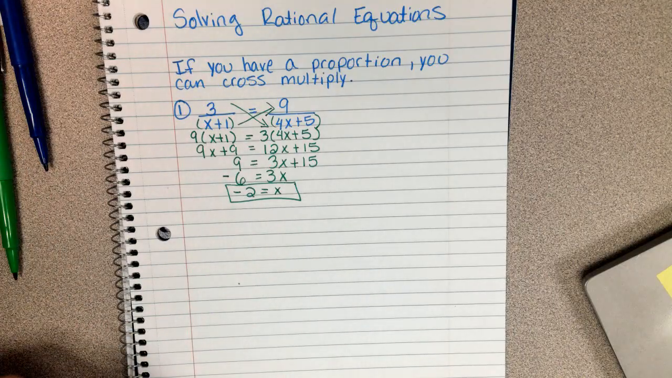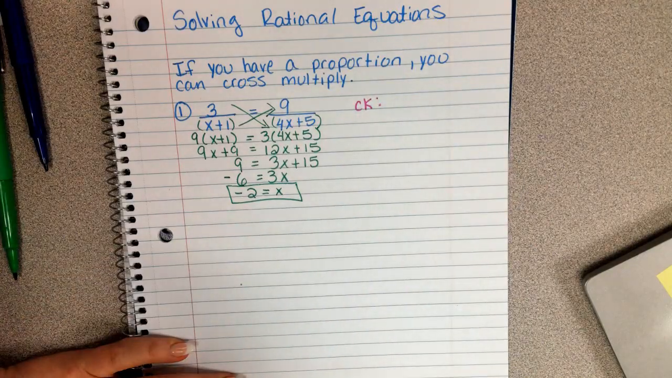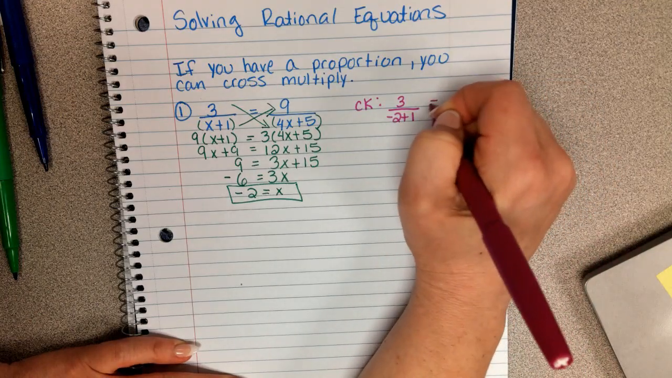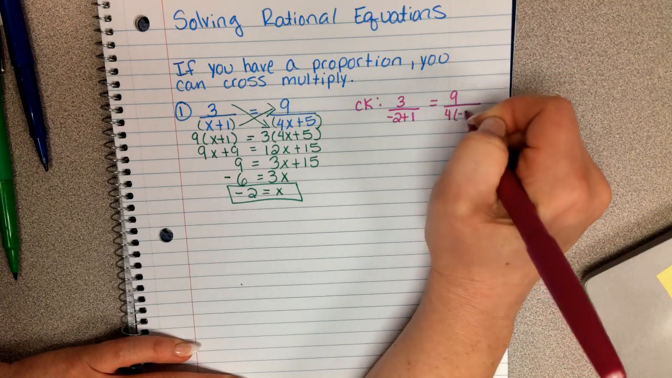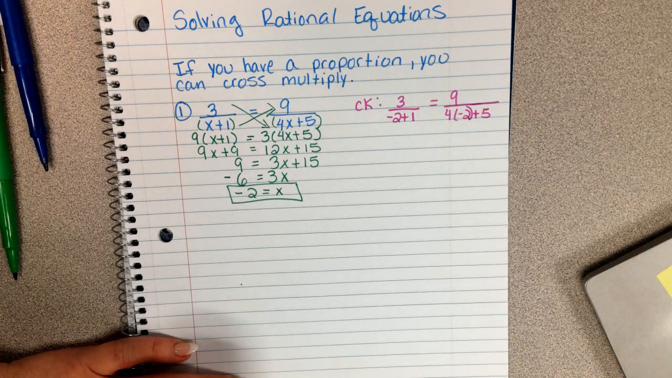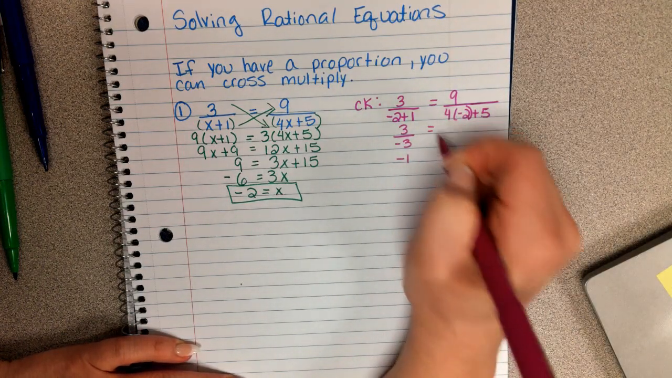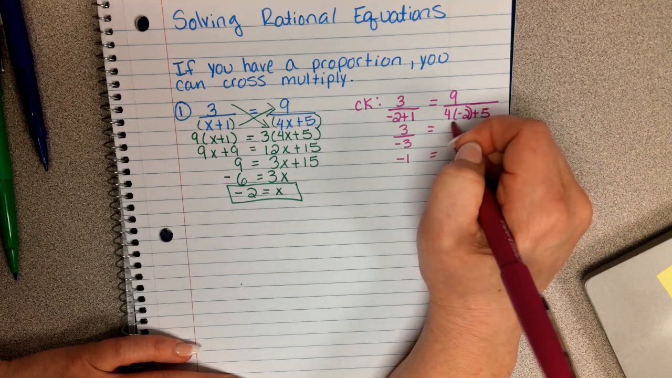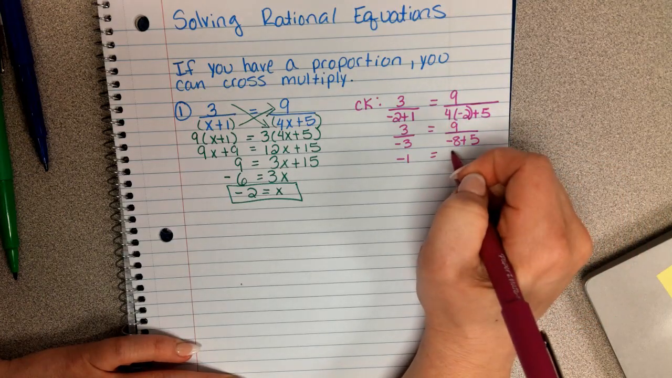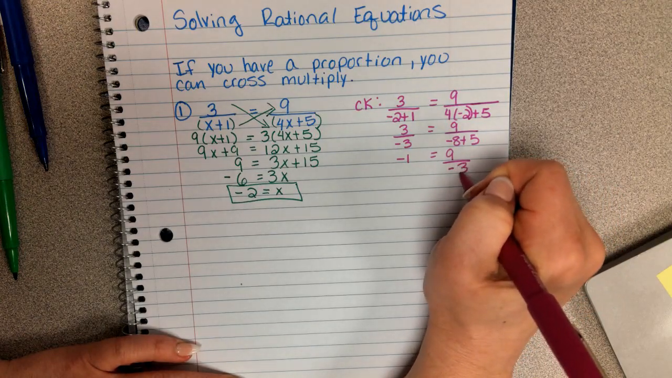When you go back to check, you're just going to take your equation. Everywhere there's an x, I'm going to put in a negative 2 to see if both sides of this equation are equal. So that would be 3 over negative 2 plus 1 equals 9 over 4 times negative 2 plus 5. I want to make sure I'm only multiplying by negative 2 there. Then this gives me 3 over negative 3, which is equal to negative 1. I have 9 over negative 8 plus 5, right? And that gives me 9 over negative 3, right?